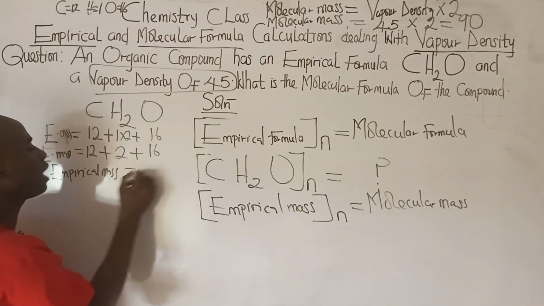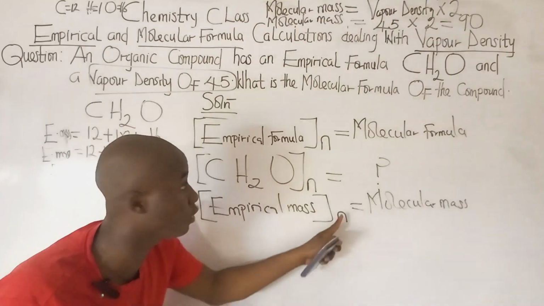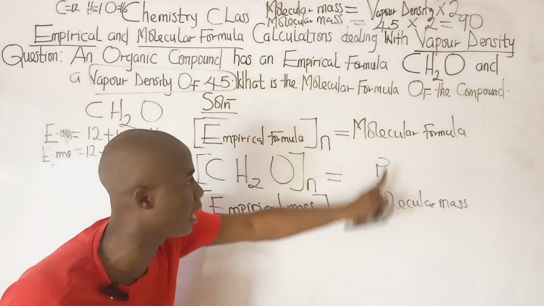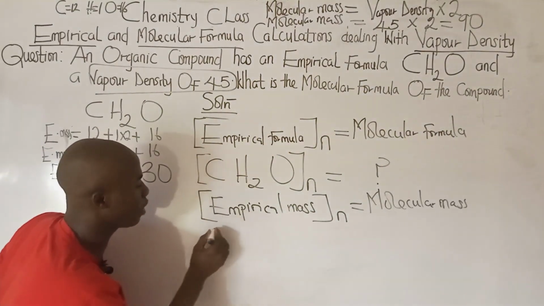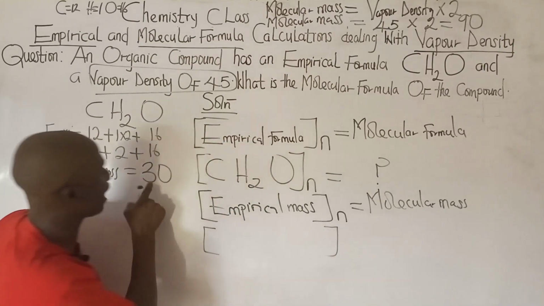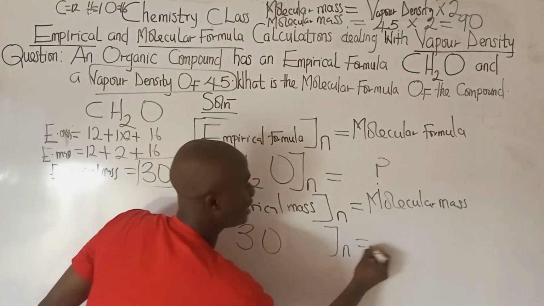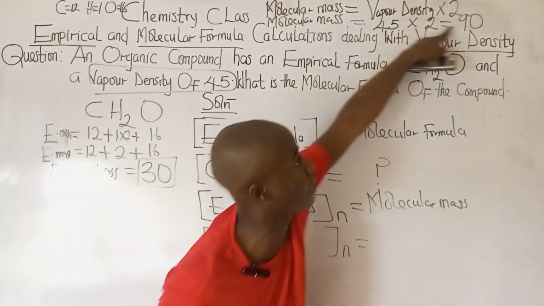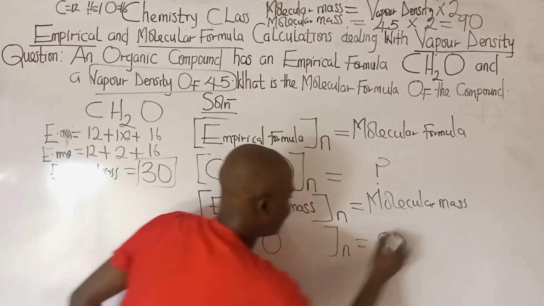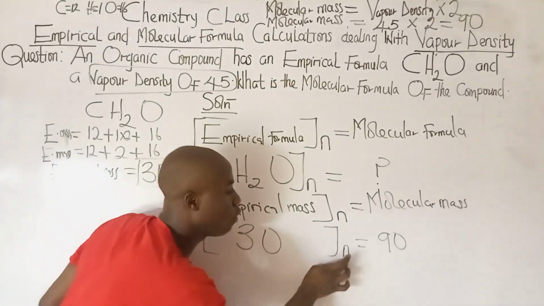So the empirical mass now is what? 30. So moving further, to get our n, because we need this n to get our molecular formula, you can see the question mark here we are trying to drive towards. So what you simply do is just go back to your empirical mass column, and what did you get as our empirical mass? We got 30 n is equal to molecular mass. Remember, to get molecular mass is vapor density times 2, and what's that? 90.